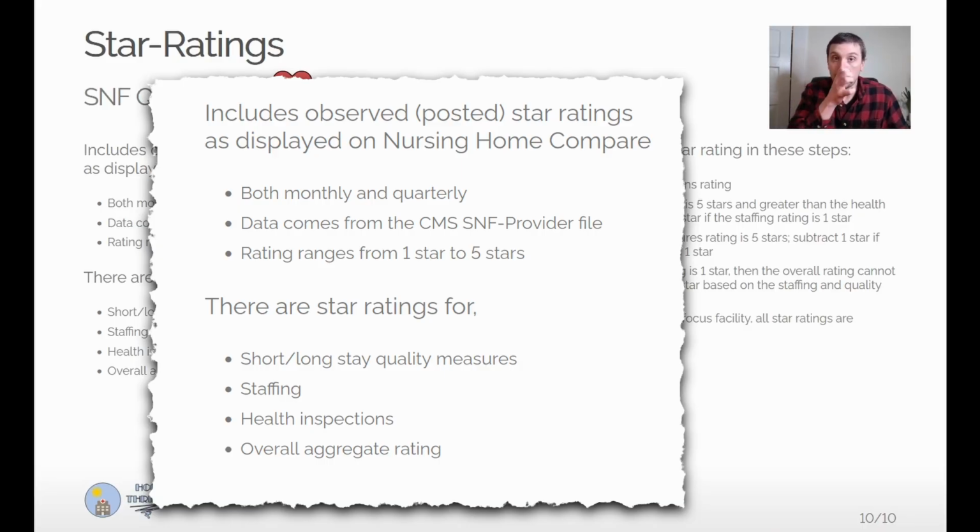For the quarterly ones, the first month of the quarter and the monthly star ratings are going to be the same. And then if there's any change, it'll change as you get further into the quarters. Star ratings are from 1 to 5 stars. Again, short, long stay quality measures, staffing, health, fire inspections, and then an overall rating.